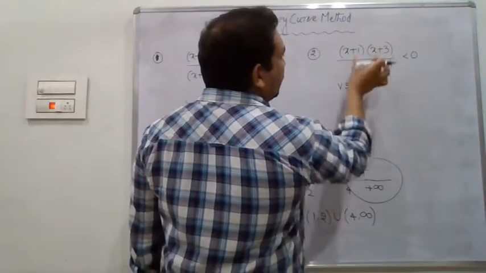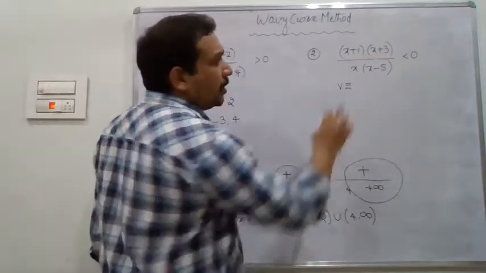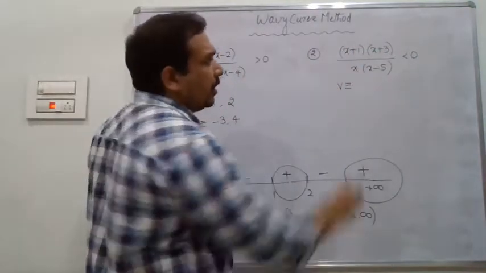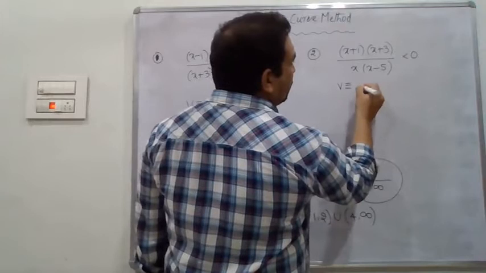When the numerator becomes 0, for which values of x the numerator becomes 0, those x values are called vanishing points. x plus 1 becomes 0 at x equal to minus 1.